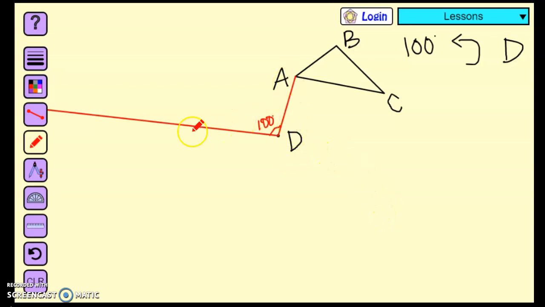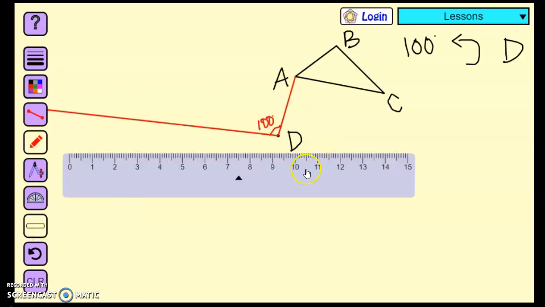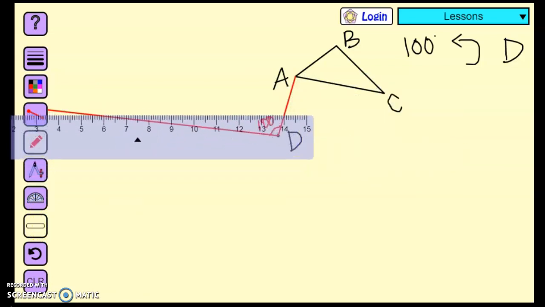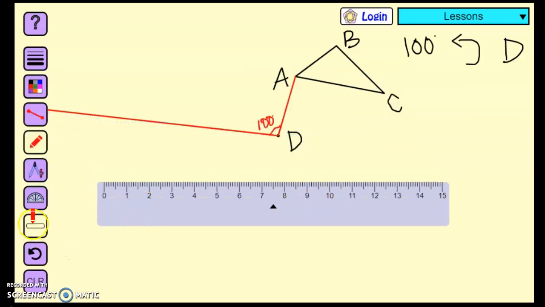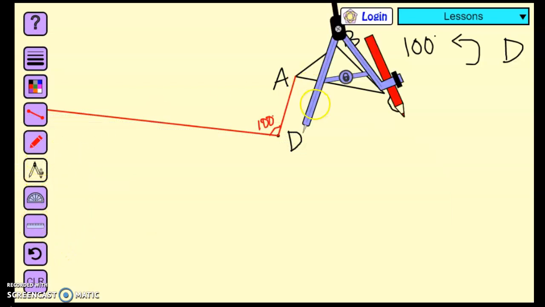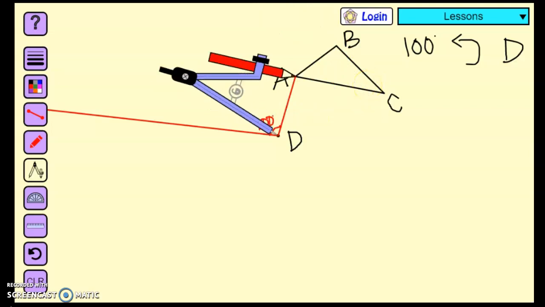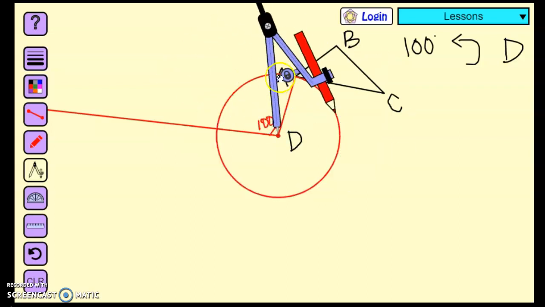Now I need to find a point on this long red line that will be the same distance as AD. And I could get out this ruler and I could measure AD and then I could tilt it and measure the same distance along this line, and that would be totally fine. But I'm going to use something a little bit cooler. I'm going to use the compass tool. So I'm going to put my center point at D and then measure the radius to be the length of AD.